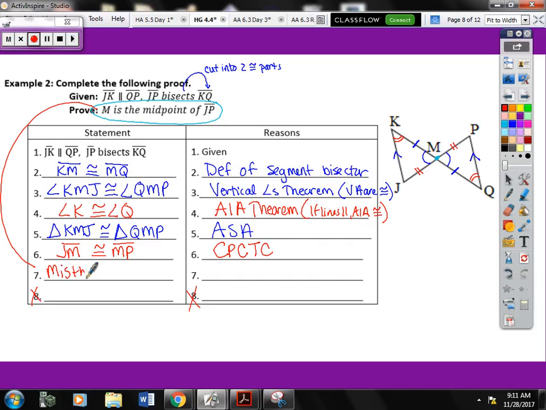M is the midpoint of segment JP. What do you think our reason for that would be? Jermaine? Yes, remember, words in a proof, definition of that word. So this would be the definition of a midpoint.